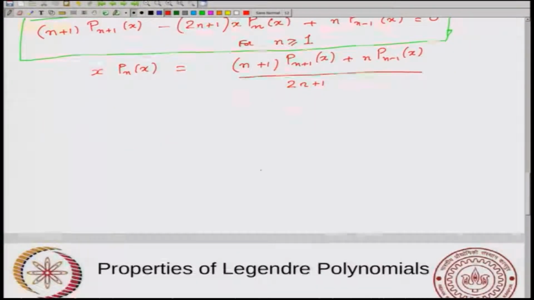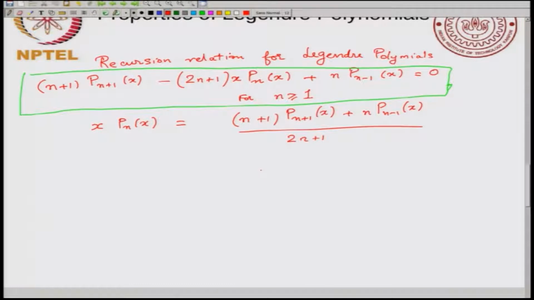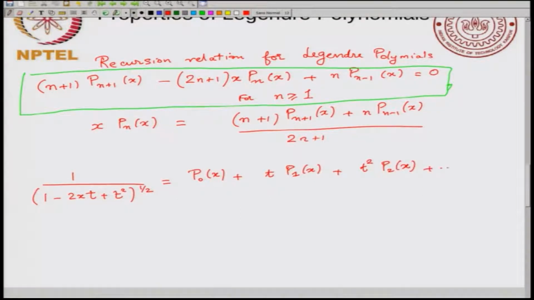Now, what are some of the other interesting things? These I do not expect you to remember. There is a relation: suppose I take 1 over (1 minus 2xt plus t square) raised to half, where t is a variable. This is a function of t and x, and I do a Taylor expansion about t equal to 0. The first term will turn out to be p 0 of x, the second term will be t times p 1 of x, the third term will be t square times p 2 of x, and you can show that the nth term is exactly the Legendre polynomial p n of x, multiplied by t to the n. This is called a generating function.